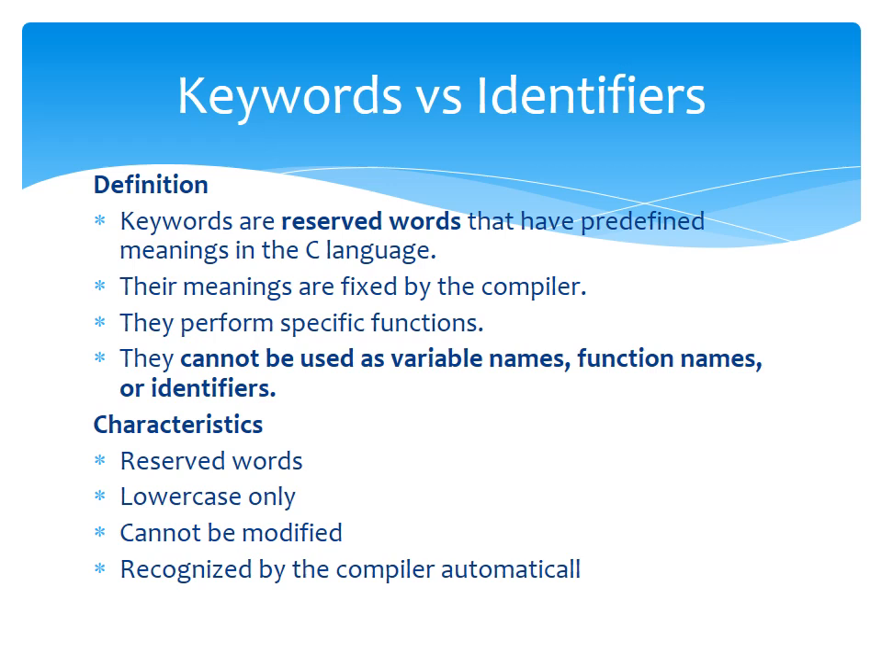So we all know from the name itself, keywords are fixed. So they will have a meaning. So that cannot be used in a variable name, and that will go wrong. And what are the characteristics? They are reserved words, lowercase only, they cannot be modified, and they are recognized by the compiler automatically.